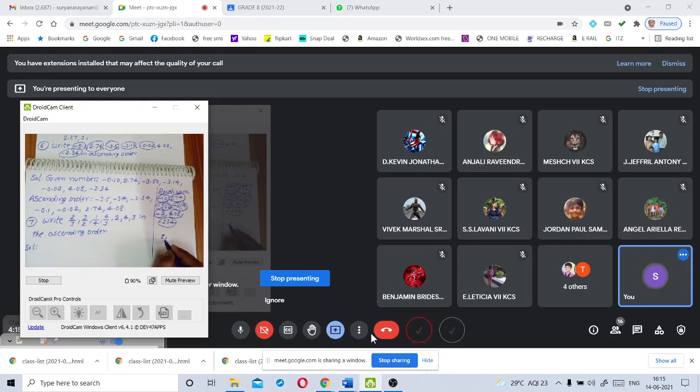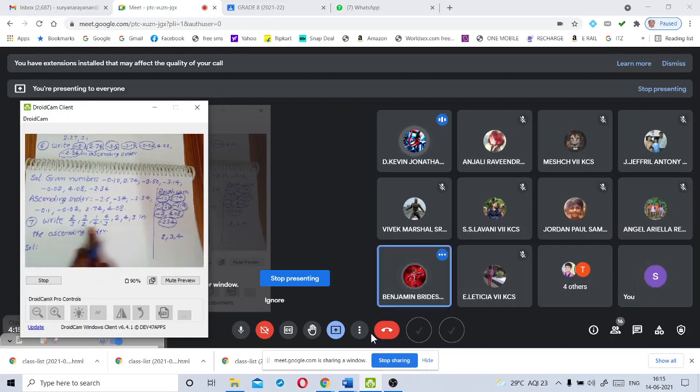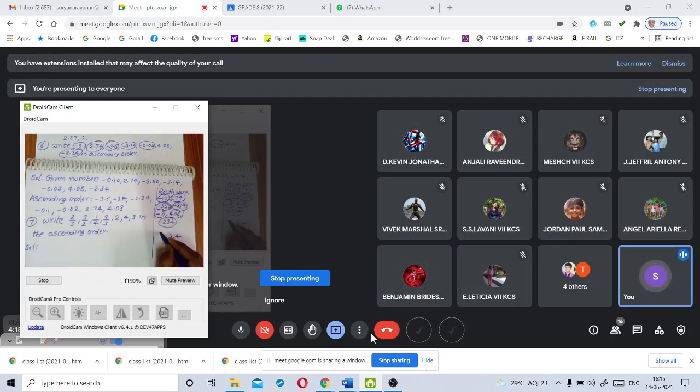2, 3 and 4. Now let us find the LCM. 2 1s are 2, 2 3s are 6, 2 times. Next 2 table, 2 3s, 1. Next 3 table. What is the LCM? Sir, 12, sir. 2 into 2 into 3 is equal to 12.